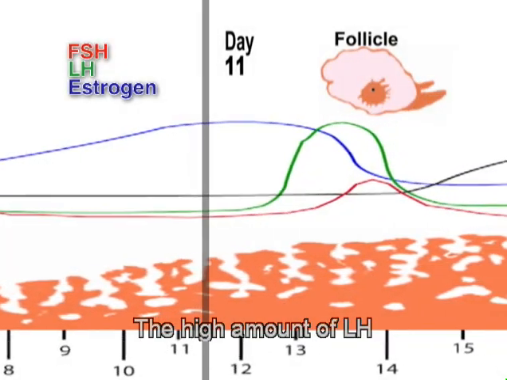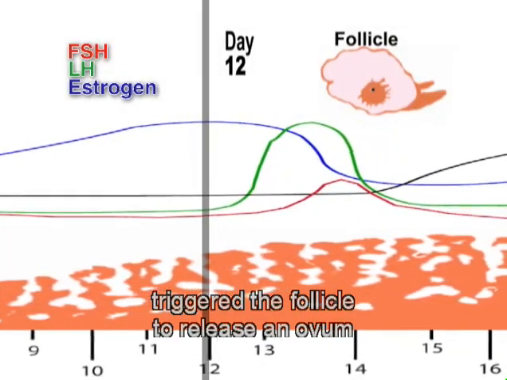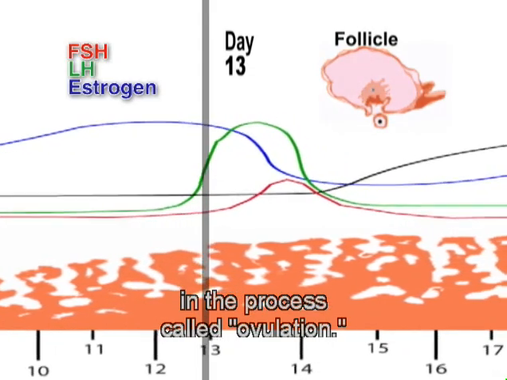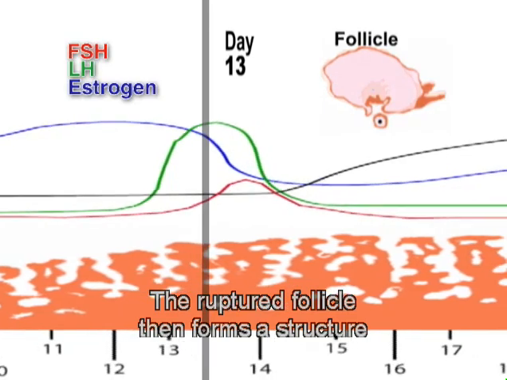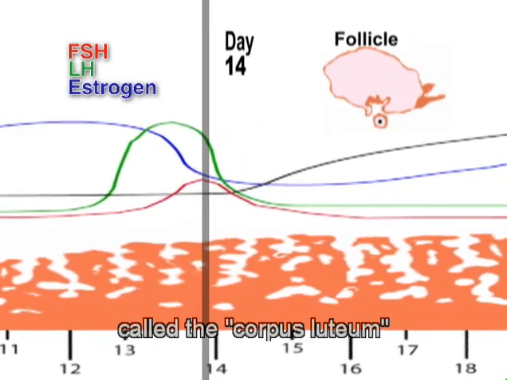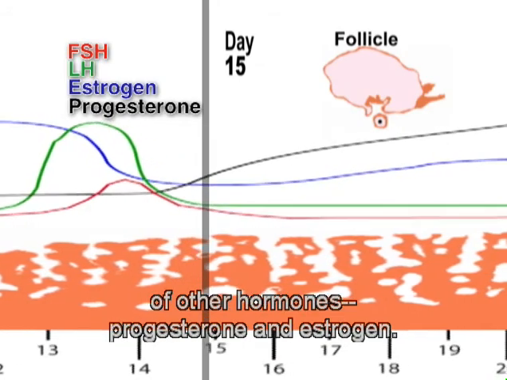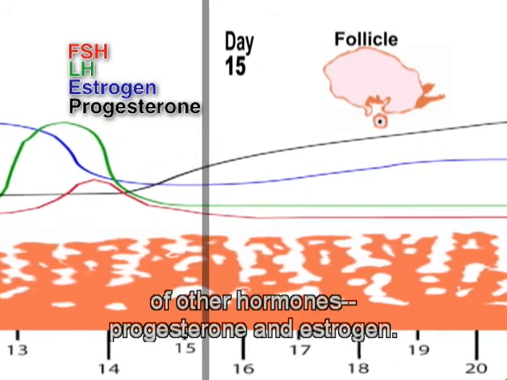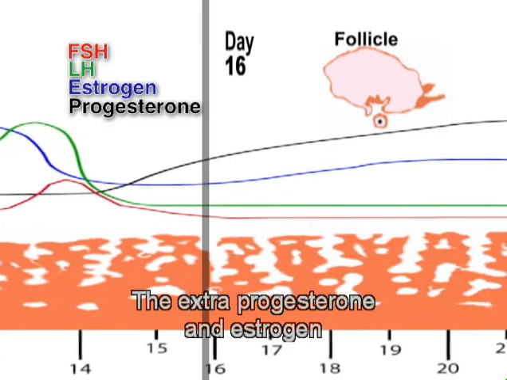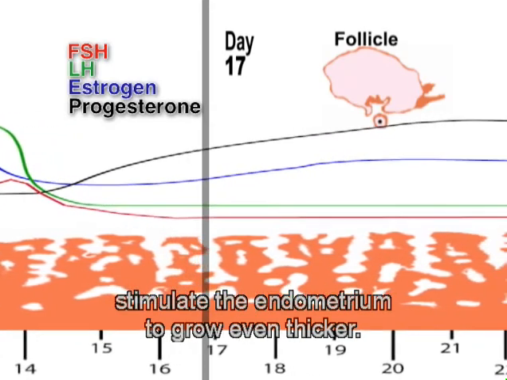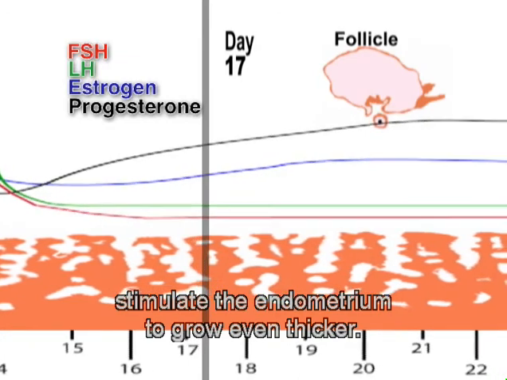The high amount of LH triggered the follicle to release an ovum in the process called ovulation. The ruptured follicle then forms a structure called the corpus luteum that releases significant amounts of other hormones, progesterone and estrogen. The extra progesterone and estrogen stimulate the endometrium to grow even thicker.